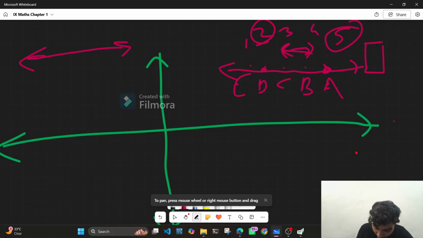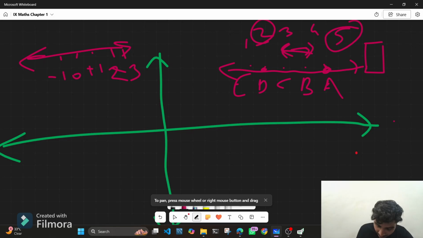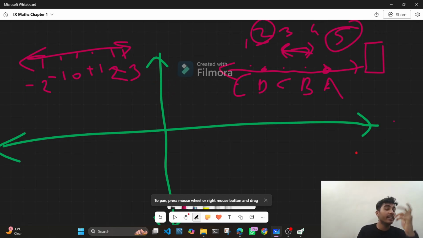So let's say for a number line, here is 0. On the right of the number line, we have positive integers: 1, 2, 3. And on the negative side, on the left side of the 0, we have minus 1, minus 2, and that goes up till infinity. So this is how we represent a 1D system, that is one dimension.